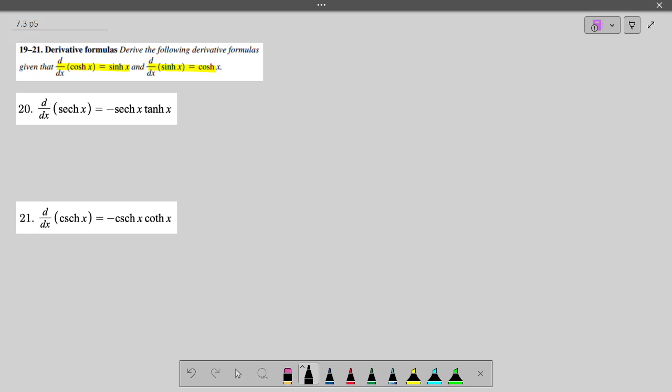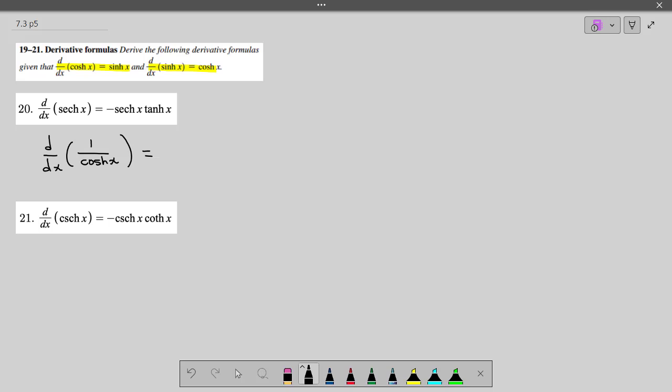I'll do the first one, I'll let you all try the second one. So here, if we rewrite this in terms of cosh or sinh, then we can use these two basic facts and we can generate all the derivatives that we want for each of these functions. So which rule are we going to use here? Product or quotient? Quotient.